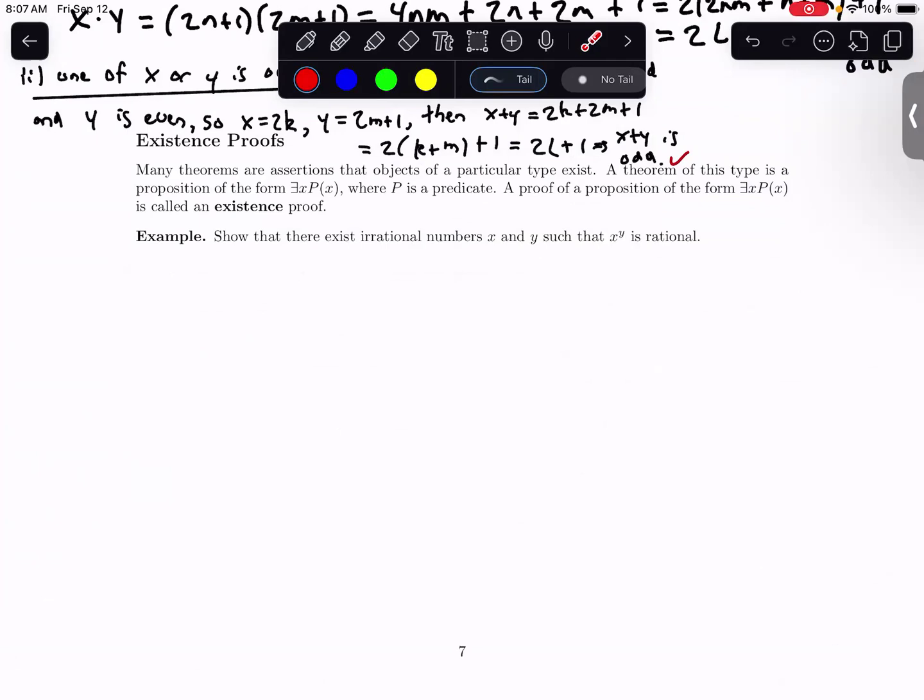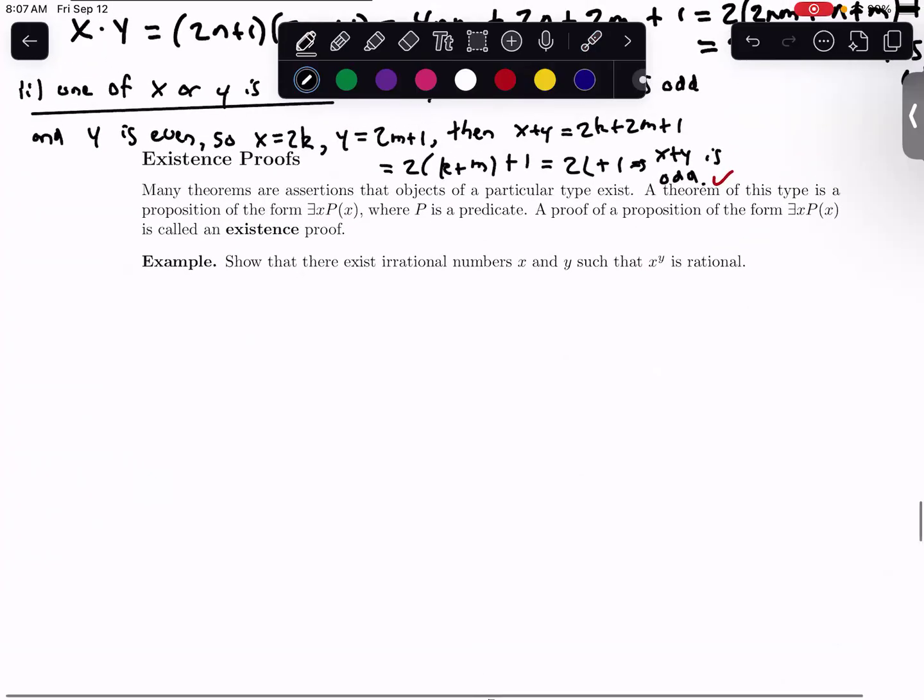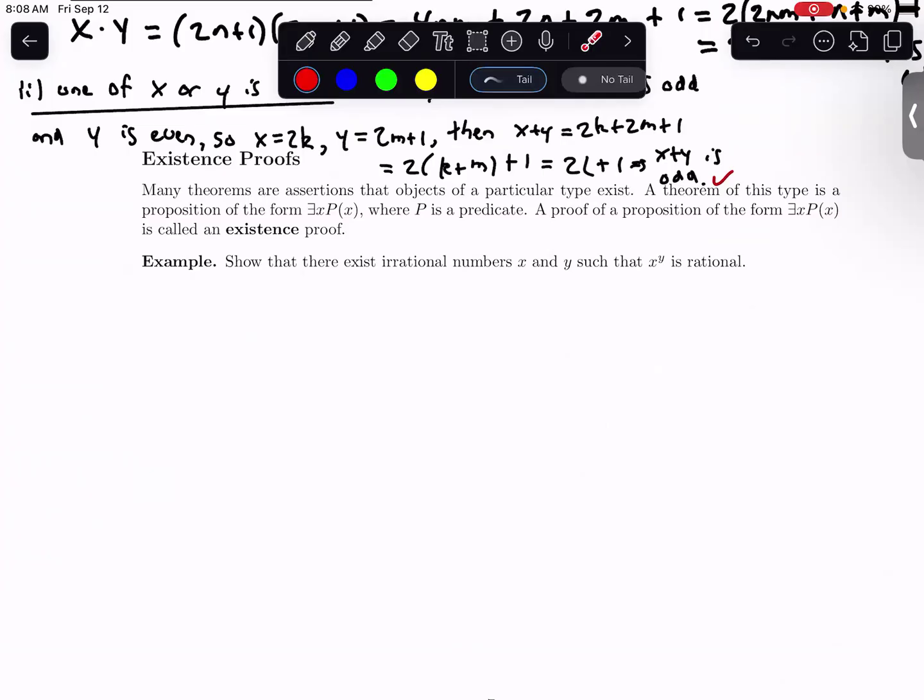For this example, it wants you to show that there exist irrational numbers x and y such that x to the y power ends up being rational. So, in class on Wednesday, we showed that the square root of 2 was an irrational number via contradiction. So let's just see what happens if we consider x equal to the square root of 2 and y equal to the square root of 2.